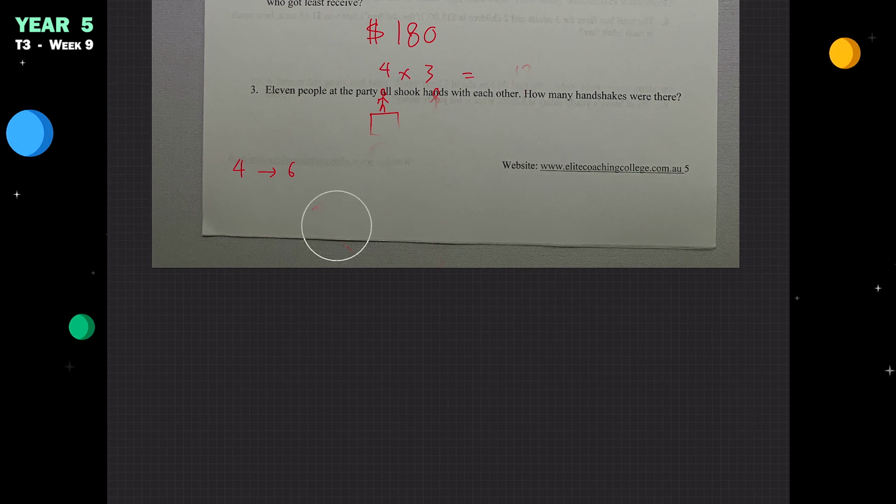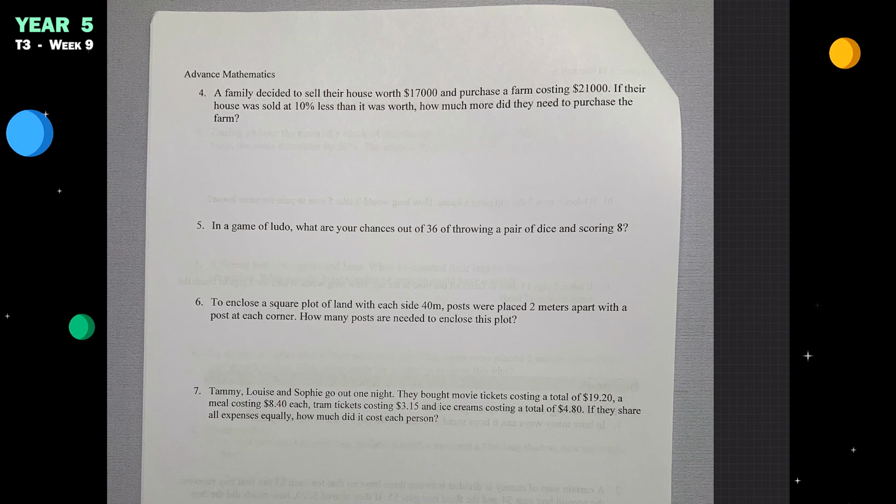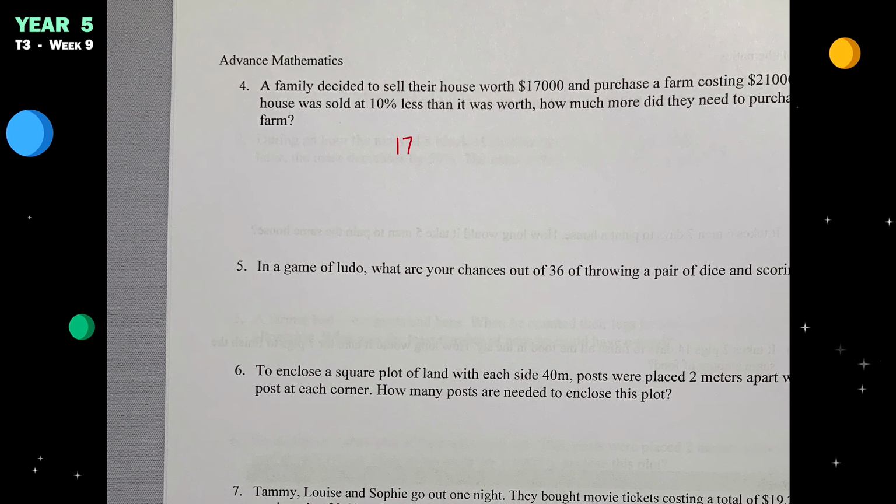Next one says a family decided to sell their house worth $17,000 and purchase a farm costing $21,000. If their house was sold at 10% less than it was worth, how much more did they need to purchase the farm? Okay, so imagine the house was $17,000, and this is the original price of the house, and now it just lost 10% of its value. So the original minus the loss in value gives you the sell price.